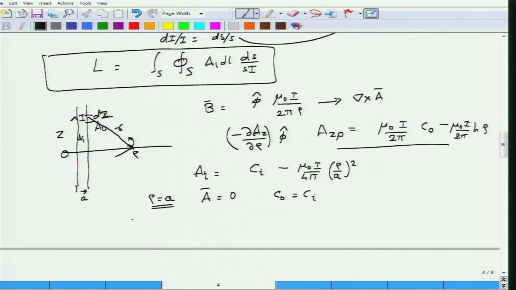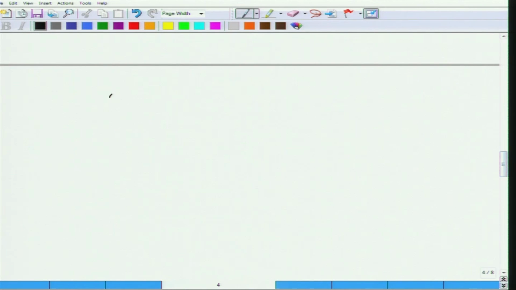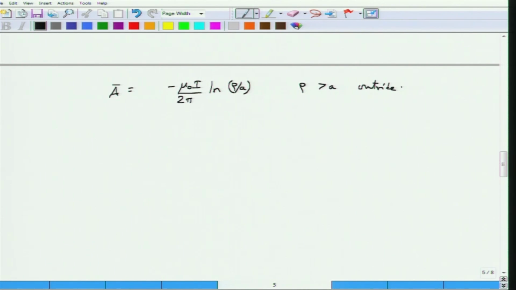Okay. So, if I do that, you will see that the magnetic vector potential can be written as minus mu 0 I by 2 pi log of rho by A for rho outside A. So, this is the outside potential, and for inside you have mu 0 I by 4 pi, sorry, not 2 pi, this is 4 pi, times 1 minus rho by A whole square. Okay. This would be for 0 less than rho less than A, that is inside. Okay. So, inside the vector potential is positive and then goes to 0 at rho equal to A and then goes to negative values. Okay.